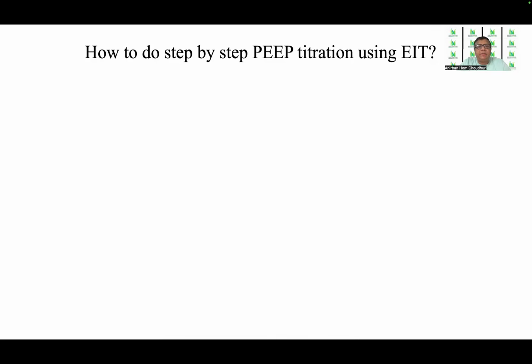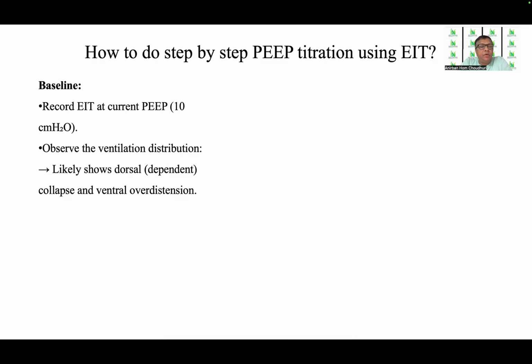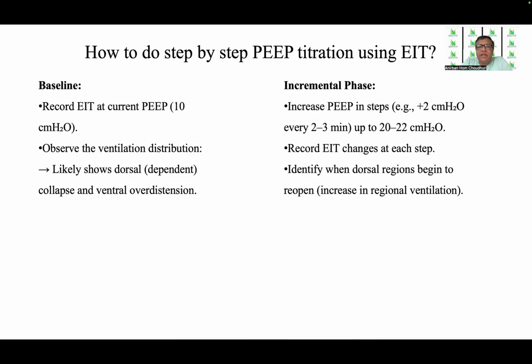Now, how can step-by-step PEEP titration be done using this electrical impedance tomography? One, we have to record the baseline EIT at whatever PEEP level we are measuring and observe the ventilation distribution, which likely shows a dorsal collapse and a ventral overdistension. And then, just like any other PEEP titration method, we increase PEEP in steps of, say, 2 centimeter of water every 2 to 3 minutes up to our preferred set limit of, say, 20 to 22 centimeter of water, record the EIT changes at each step, and identify when the dorsal regions begin to reopen.